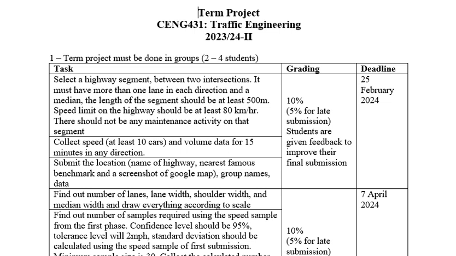Now I will upload an Excel sheet in MS Teams. In that Excel sheet, you will put the names of your groups. You will put the name of the highway on which you have the segment, and the nearest famous landmark to that segment, so that other people know that you are doing this.